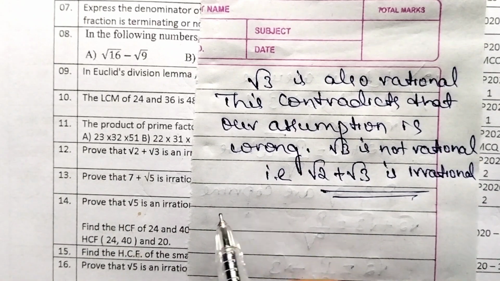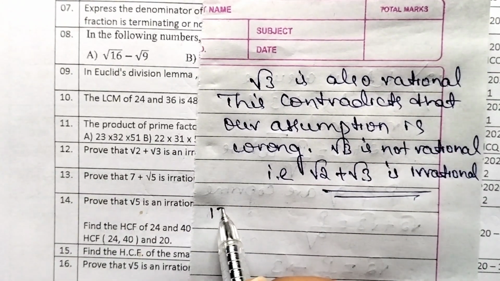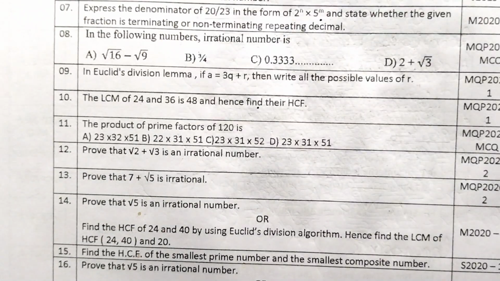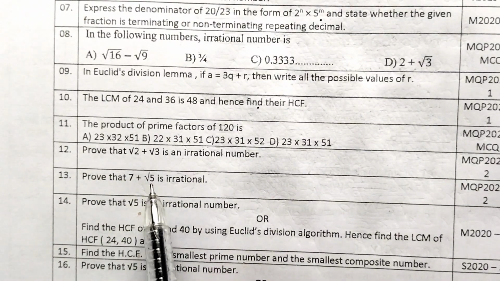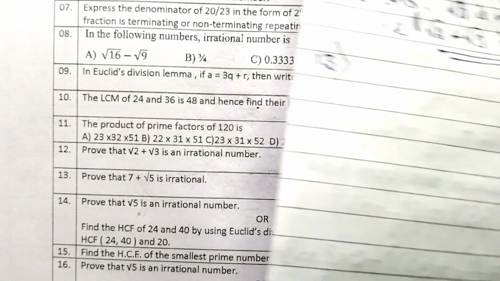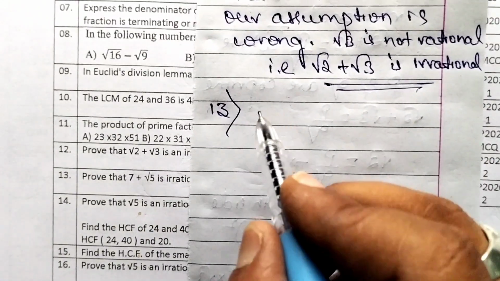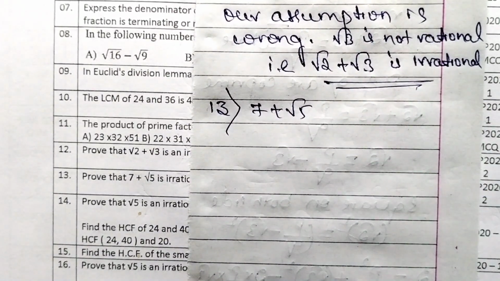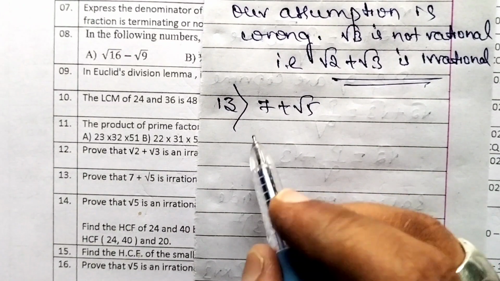So like this we have to prove the 12th question. Now let us move to the 13th question. So in the 13th question, we have to prove that 7 plus √5 is irrational. So let us prove it. So let us prove that 7 plus √5 is irrational.